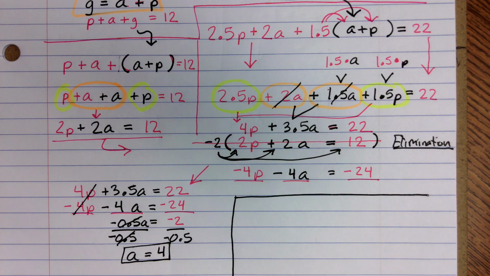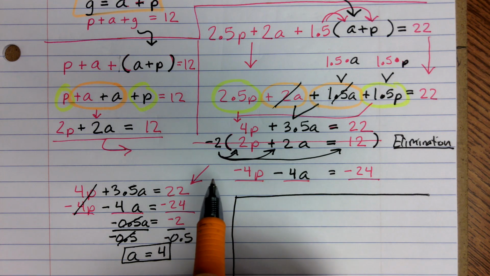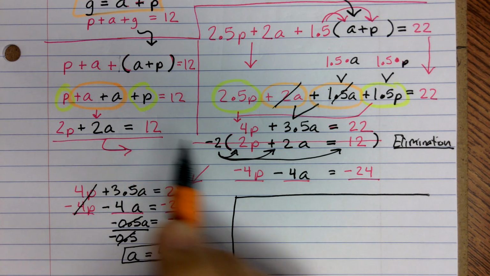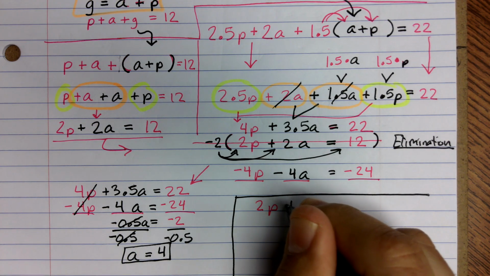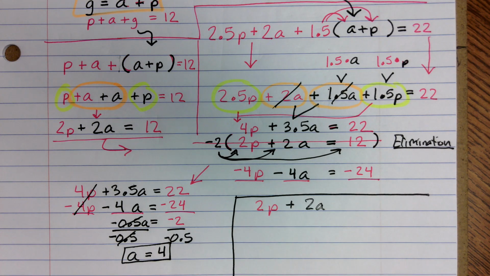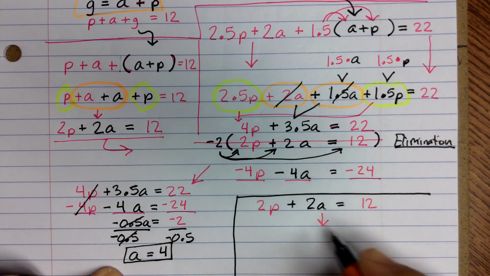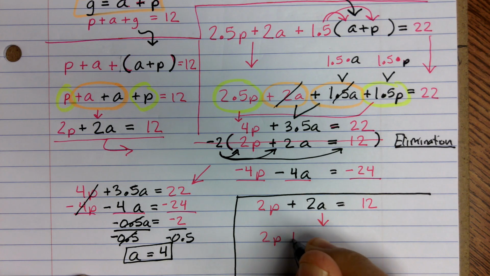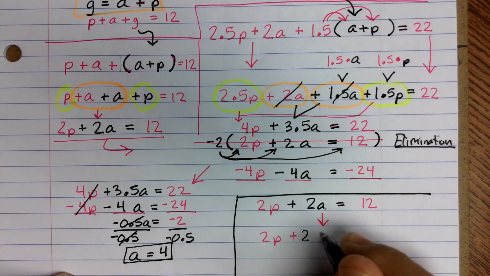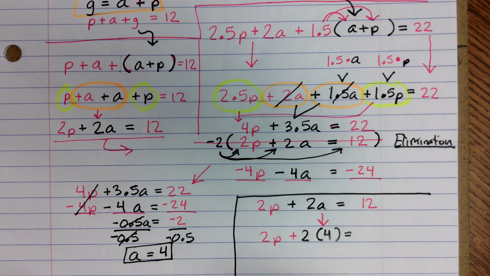And I'm going to go ahead and use an equation that I feel like was pretty easy that we had in the beginning. So for instance, we had this 2p plus 2a equals 12. So I'm going to use that equation. So 2p plus 2a is equal to 12. And now since we know what a is, we can substitute the a value. So really what I end up with is 2p plus 2 times our a value of 4 is equal to 12.